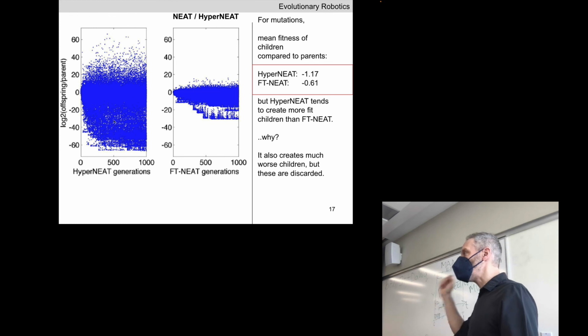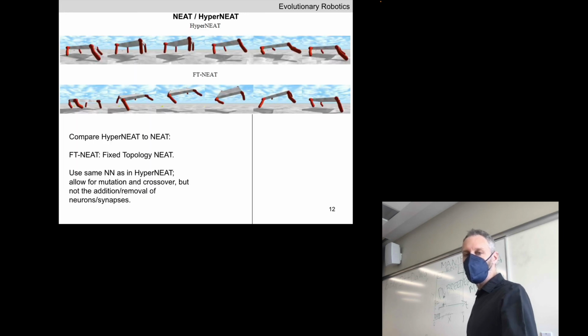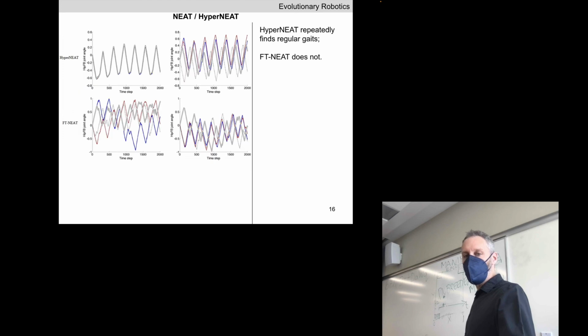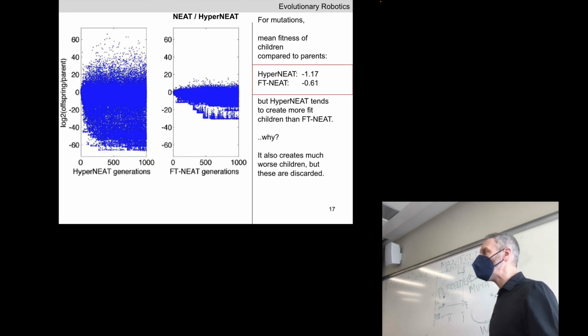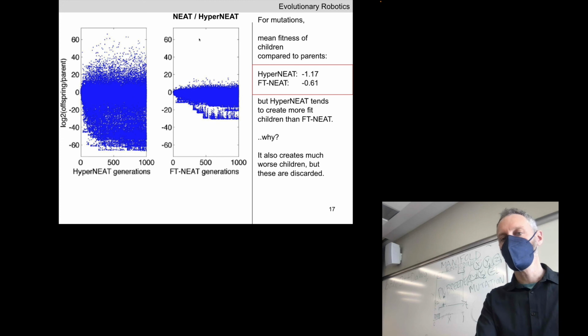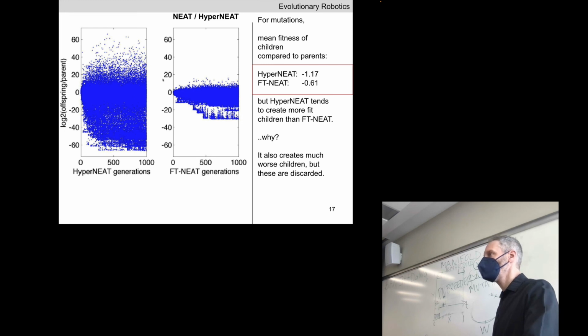HyperNEAT, the mutations in HyperNEAT are like a hammer. They're making big changes to the set of synaptic weights inside the neural controller. And quite a bit of the time, those changes are actually very large and for the better. How is that possible? This part differs markedly from this part, and it's this part that allows HyperNEAT to do better than FT-NEAT.